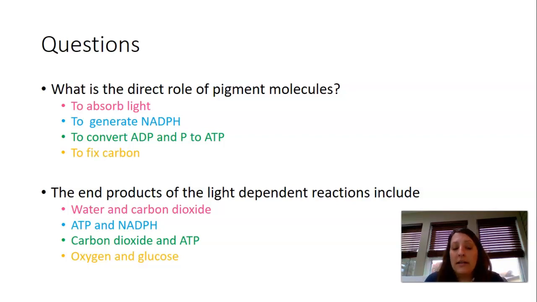Water and carbon dioxide, ATP and NADPH, carbon dioxide and ATP, or oxygen and glucose. So not the overall products, but just the products here of the light-dependent reactions. So take a second to think about that.